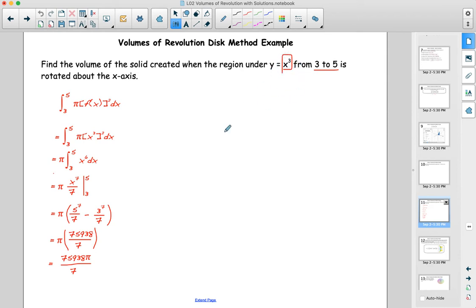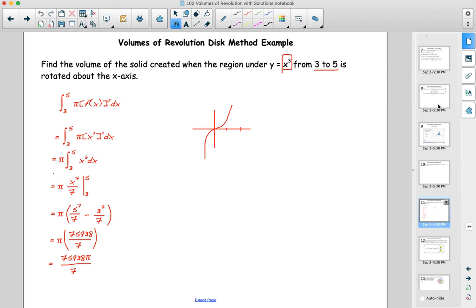So the volume of the solid created by rotating this around, and now this will not be a cube because, whoops, if we're going to sketch this, we know that it's curved. And we're doing this from 3 to 5. And then we're going to rotate that around. So we're going to get a curve on the edge. So it's not going to create a cone, because in order to get a cone, you need a straight edge, not a curve. So the volume of this solid, whatever it happens to be, is 75,938 over 7 times pi.